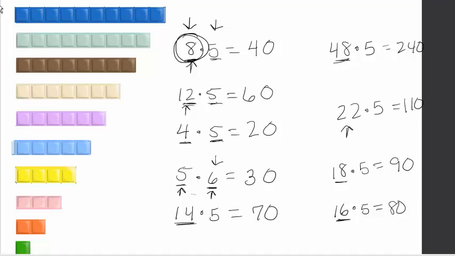12 times 5, half of 12 is 6, so it's 60. 4 times 5, half of 4 is 2, so it's 20. 5 times 6, half of 6 is 3, so it's 30. 14 times 5, half of 14 is 7, so it's 70.